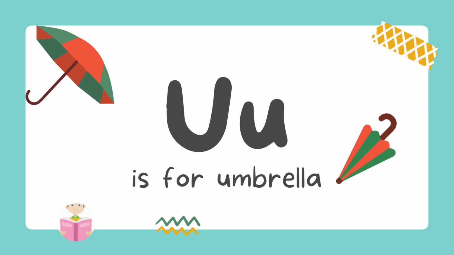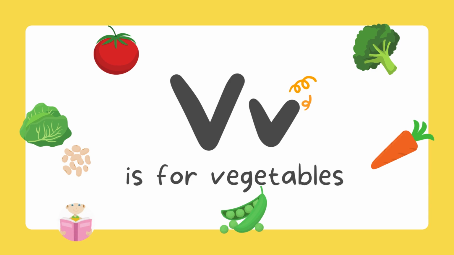Letter U says O. O is for umbrella. O. Letter V says V. V is for vegetables. V.